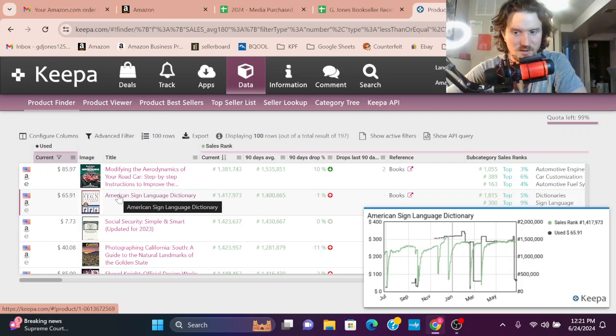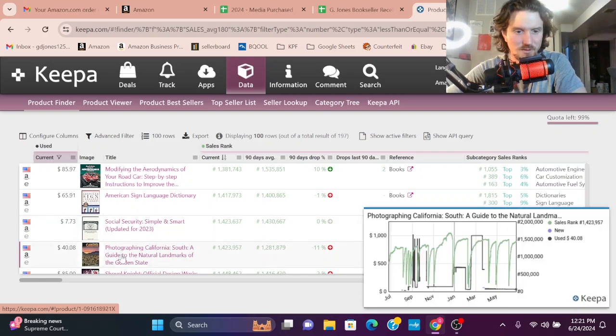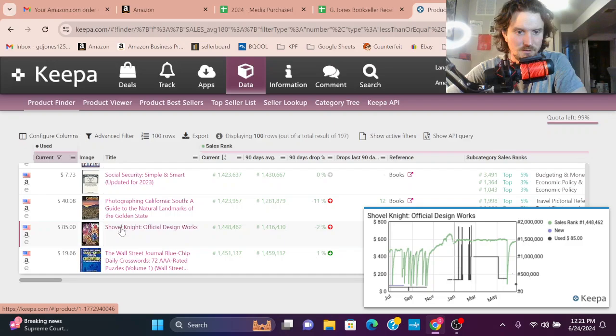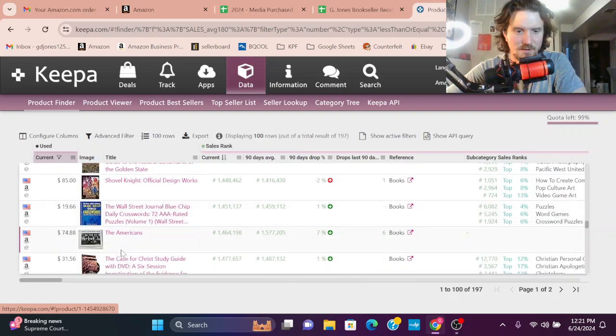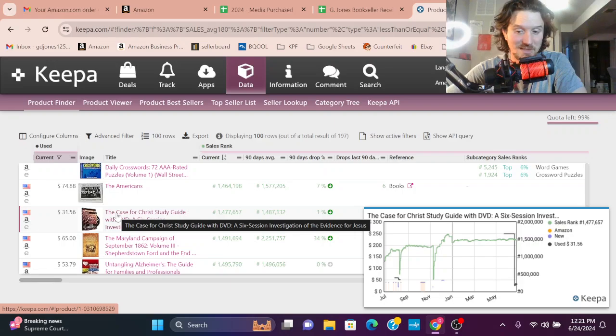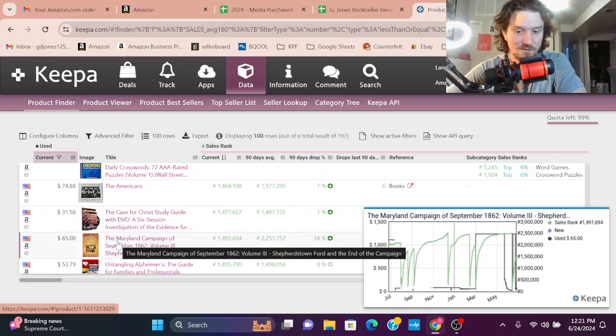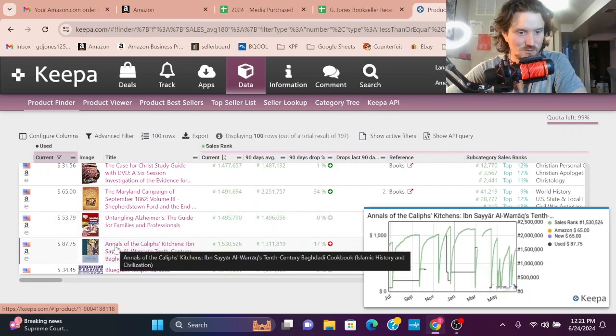American Sign Language Dictionary, Social Security Simple and Smart. Let's see, Shovel Knight, no. And I'm just looking at Keepa graphs, and if I don't like the look of the Keepa graph, I'm moving on. I'm not trying to spend too much time on each one.